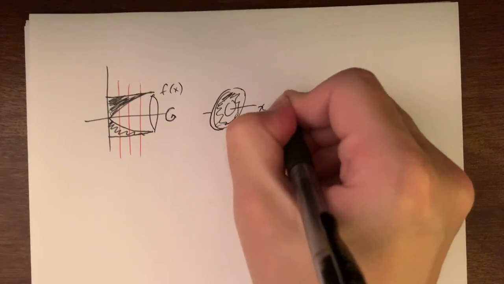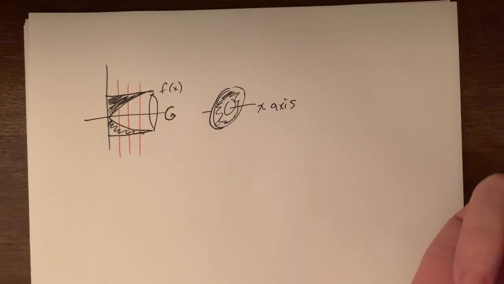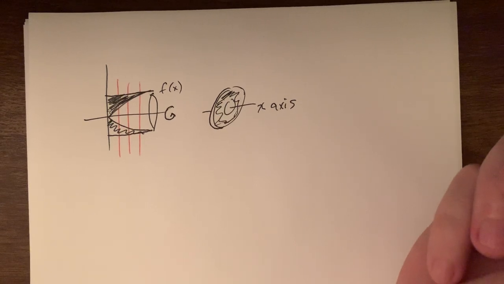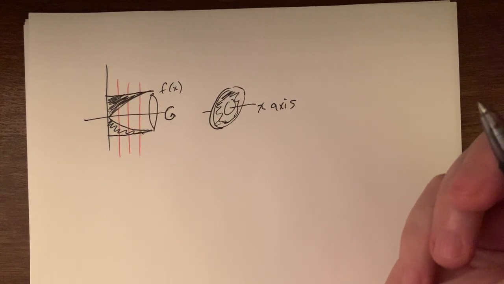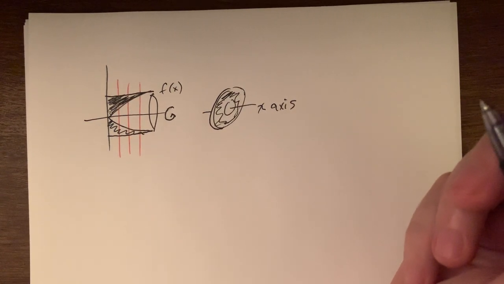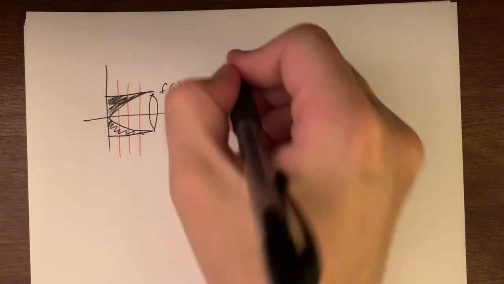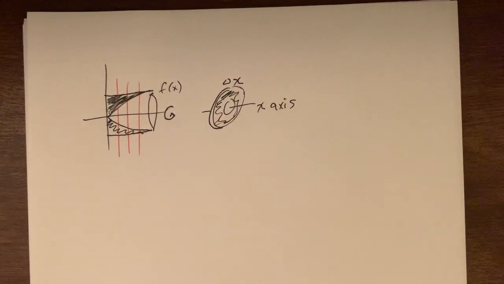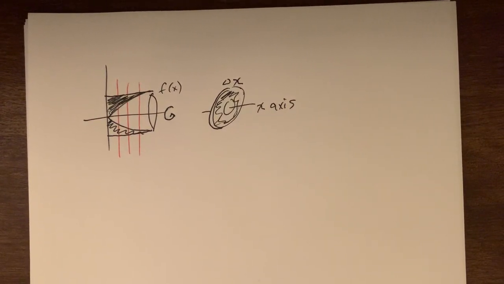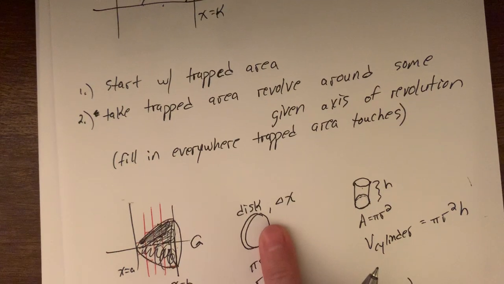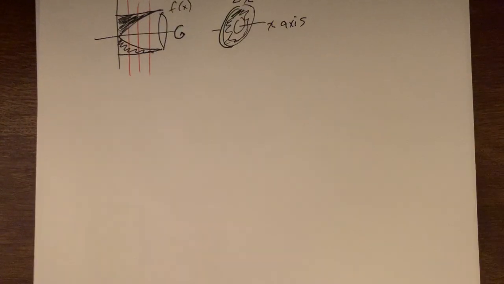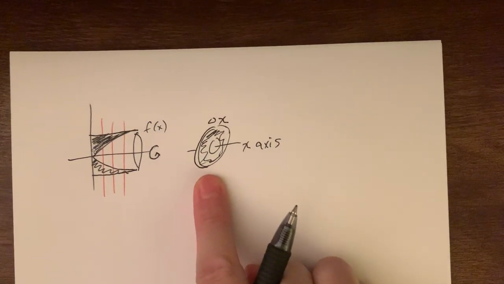So I've got the x-axis running through the middle here. I still have to think about thickness, and it's still the option of delta x or delta y. These are chunky, cutting off chunks of x's, so these are again delta x's. But what's the big difference when you're talking about a disc and now moving into a washer?